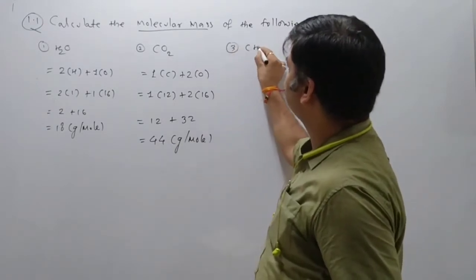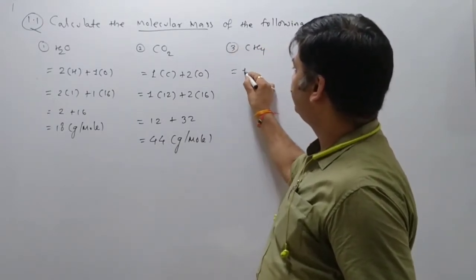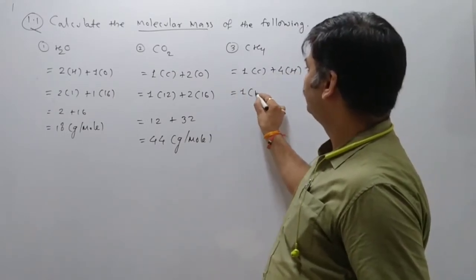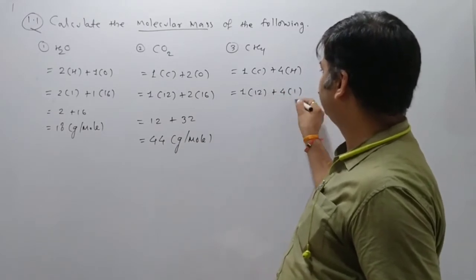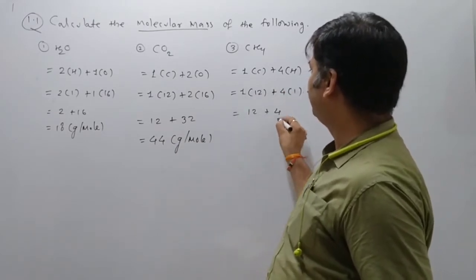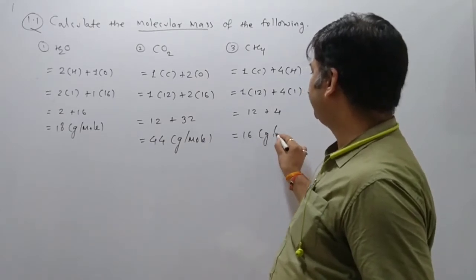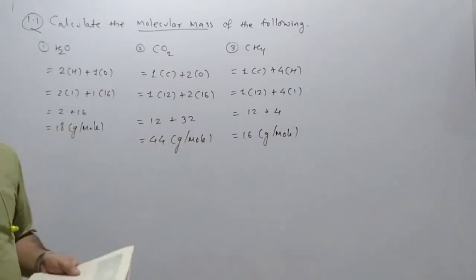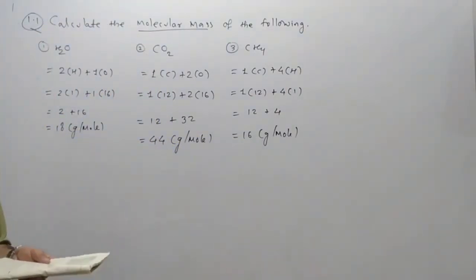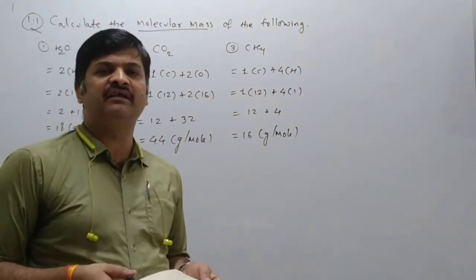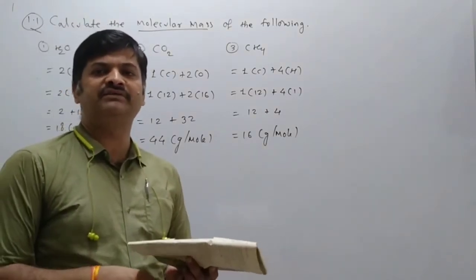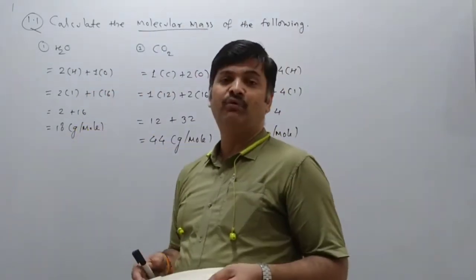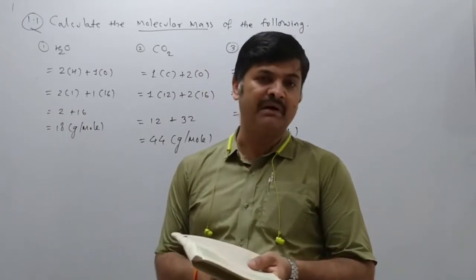Similarly, this is the third question, CH4. Here 1C, 4H. The weight of carbon is 12. Here 12 plus 4, 16 gram per mole will be given. So this is complete information of molecular mass. In our theoretical portion, the mass is related with atom. If you are interested to find the mass of an atom, then atomic mass will be given, then molecular mass, and then after that elemental mass.